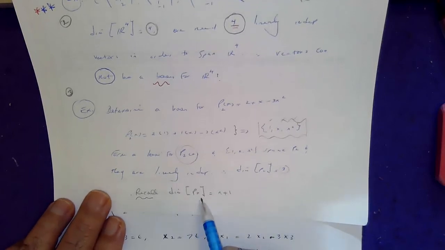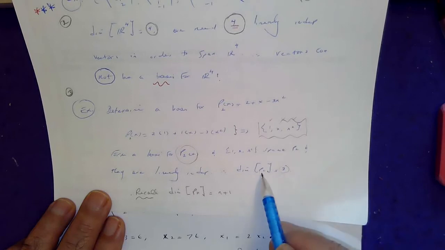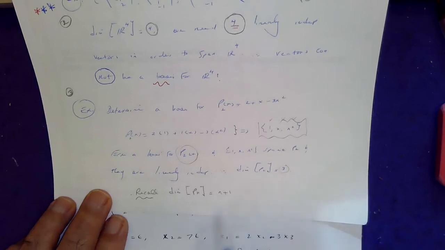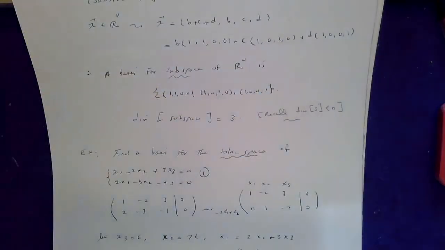Remember, the dimension of Pn was always n plus 1. So the dimension is always 1 more than the degree of the polynomial. So keep that in mind.